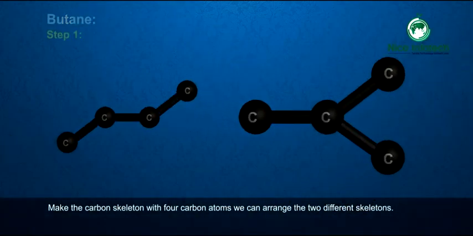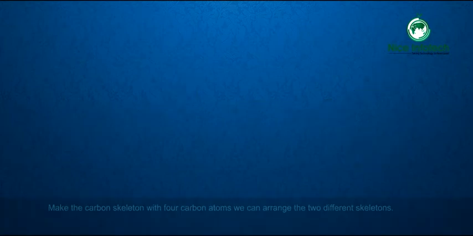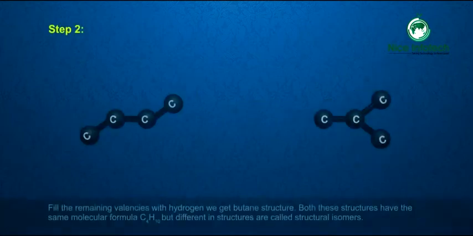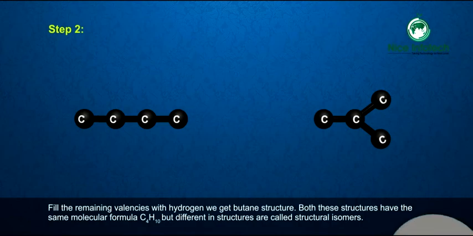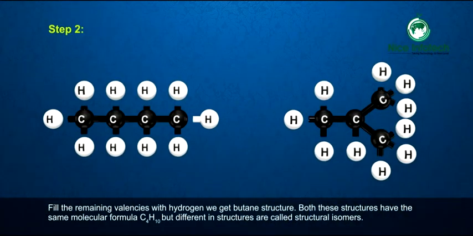We can arrange 2 different skeletons. Step 2. Fill the remaining valencies with hydrogen. We get the butane structures. Both these structures have the same molecular formula C4H10 but differ in structure, and are called structural isomers.